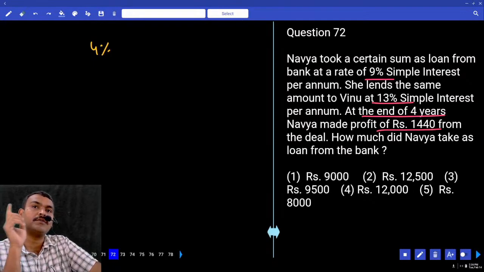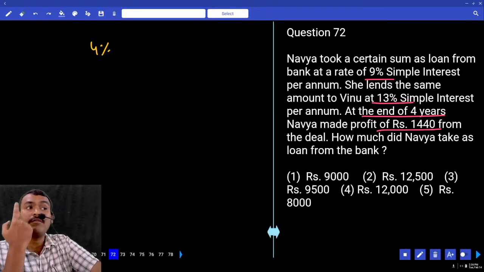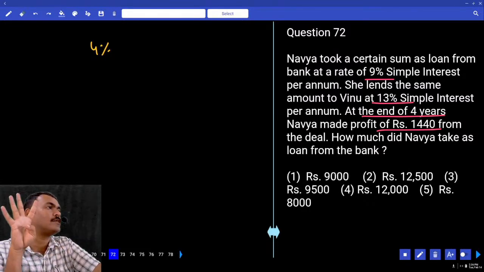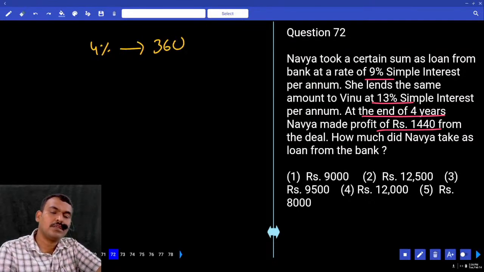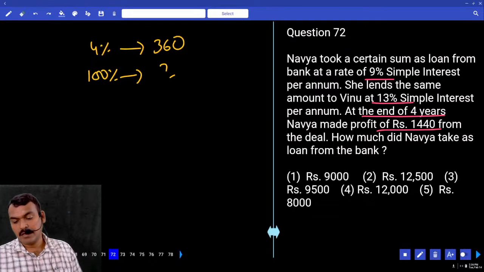In 4 years, how many rupees is the profit? 1440. 4 years profit is 1440. What is the 1 year profit? 360. In terms of percentage, 1 year profit is 4%. So 4% equals 360 rupees. What is the question here? The sum. How much percent do we need? 100%. What is the answer? 9000.